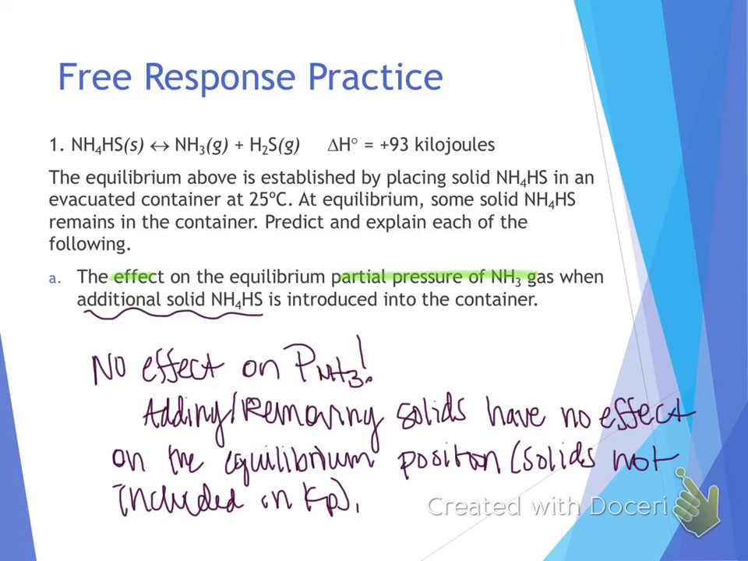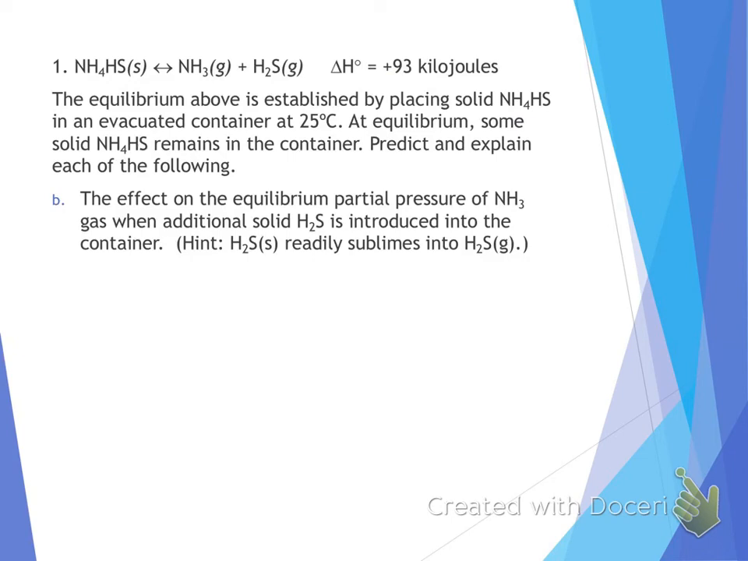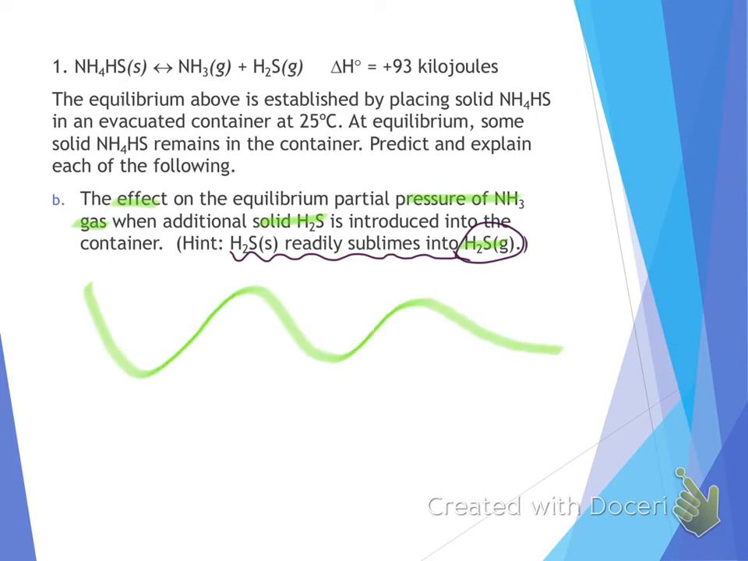So let's take a look at part B. We're still looking for the effect on our partial pressure of NH3 gas, but now we're adding additional solid H2S to the system. Okay, it's a solid again, but we got this little hint there. That H2S solid is going to readily sublime into H2S gas. So really, what's happening when we add more of that H2S gas? What effect will we have on NH3? Pause the video, give that a go, come back to check.